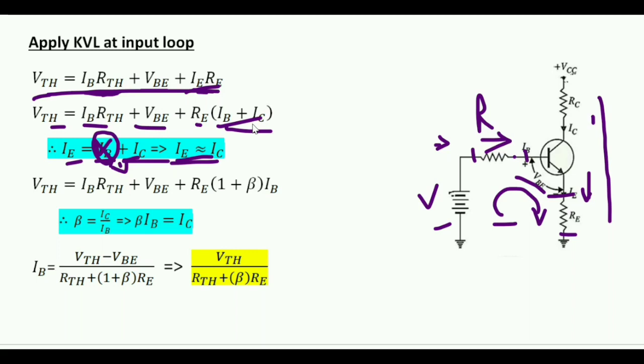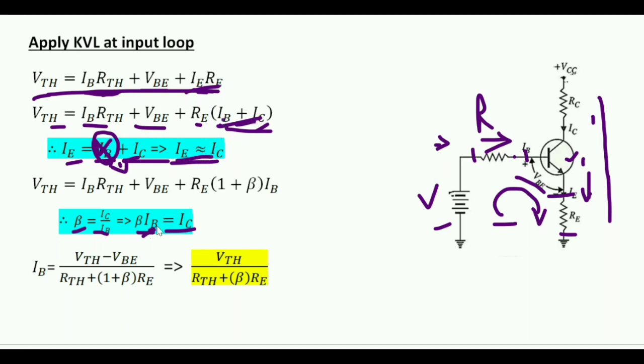Now keep it aside. From these two terms, we know that gain of a transistor is nothing but IC by IB. That is equal to beta. Beta is the gain of a common emitter amplifier. We are using this as a common emitter mode, and this is an NPN transistor. So beta is equal to IC by IB. Then beta IB is equal to IC. We have replaced this IC with beta IB.